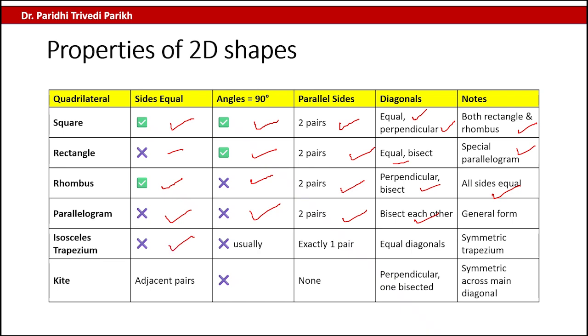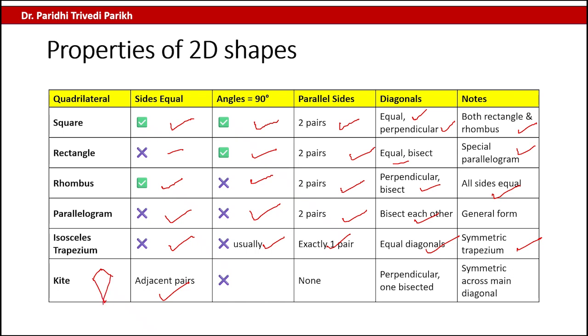Isosceles trapezium: sides are not equal. Angles do not make 90 generally. Exactly one pair of parallel lines present. Equal diagonals but they do not bisect each other and do not intersect at 90 degrees. Symmetric trapezium. Kite: adjacent pairs are equal.